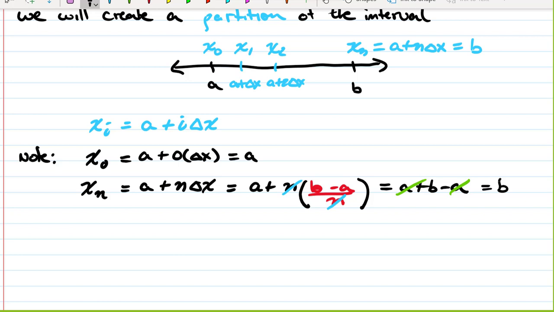So the x sub i's give us our partition, which is the x values, or the inputs, that divided up our interval AB into equal parts. In other words, it's the inputs that we're going to use in our sigma notation. So in essence, these are going to be our inputs for f.